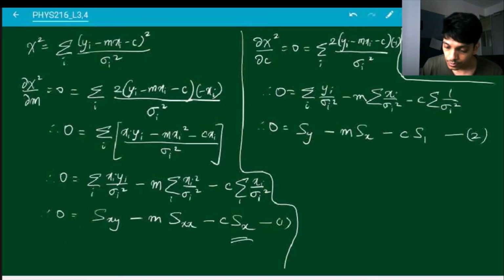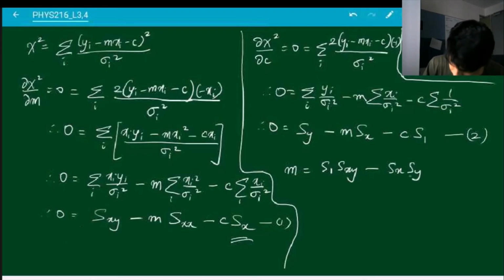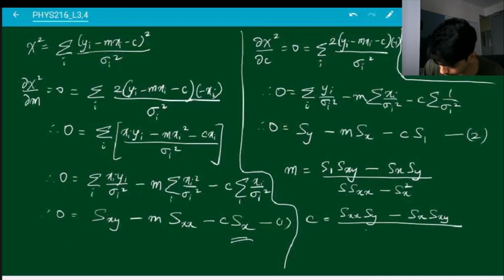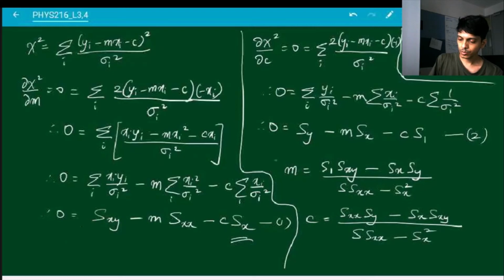And I have written down the answer to these. You will get m equals (s1 sxy minus sx sy) divided by (s1 sxx minus sx square), and c is (sxx sy minus sx sxy) divided by (s1 sxx minus sx square). So these are your two equations.